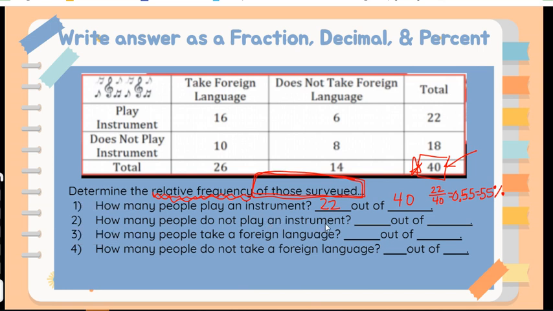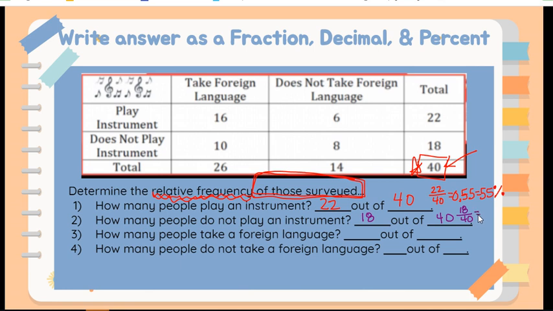All right, I'm going to switch colors for the next one. Number 2, how many people do not play an instrument? All right, so out of the 40, we know that's our denominator because this is all out of the surveyed. How many do not play an instrument? So does not play an instrument, and the total would be 18. So I just came over to the does not play an instrument and went over to the end of the row, and I got 18 out of 40. So there's my fraction.